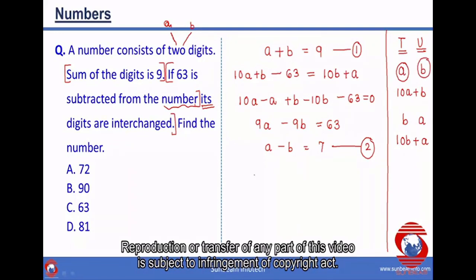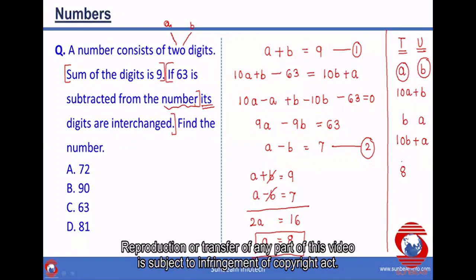So can I say I will solve these two equations simultaneously. This is equation 1, this is equation 2. So if I write them together, can I solve them simultaneously? Yes. A plus A is 2A. Plus B minus B gets cancelled. So can I say 9 plus 7 is 16? Or can I say A is equal to 8? Can I say the value of this A is 8? Right? So here I get the first digit as 8.